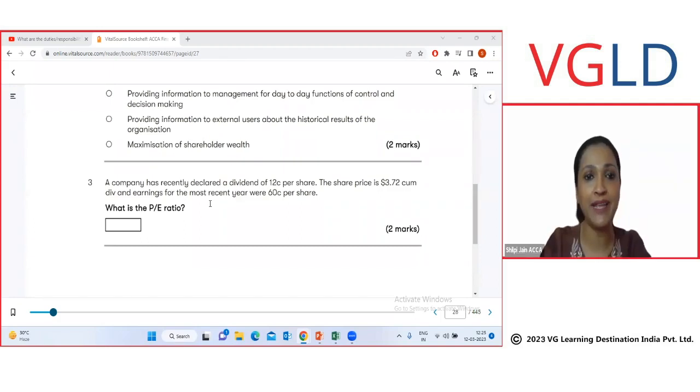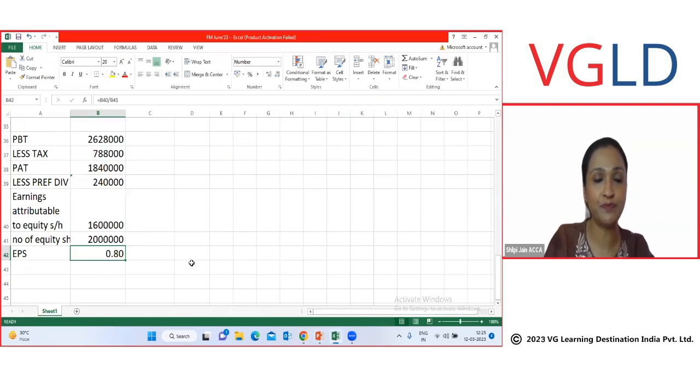Okay, quick question here. The company has recently declared a dividend of 12 cents per share. The share price is 3.72. Cum dividend. Remember, we always have to calculate our PE ratio based on the share price ex dividend. So remove the latest dividend. Earnings for the most recent year were 60 cents per share. So remove this recent dividend of 12 cents, which has been paid. So 3.72 minus 12 cents is going to be my share price ex dividend, divided by my earnings per share. So let's quickly calculate my price earning ratio.